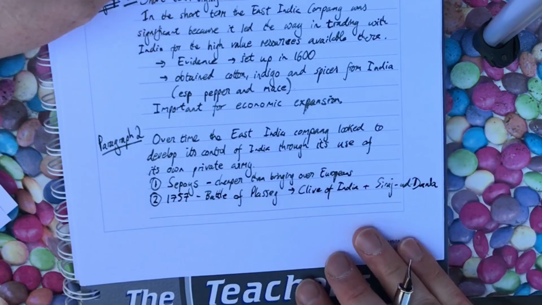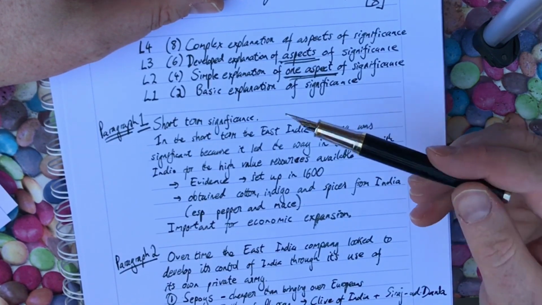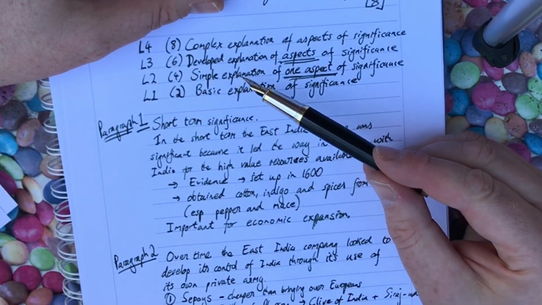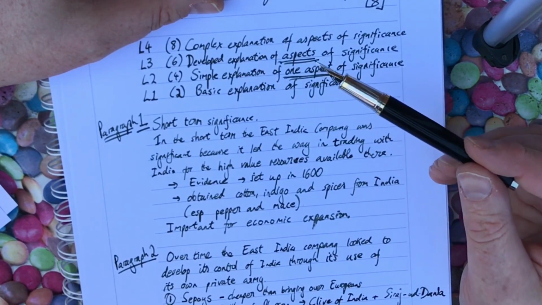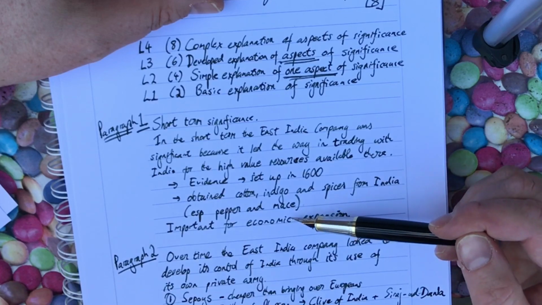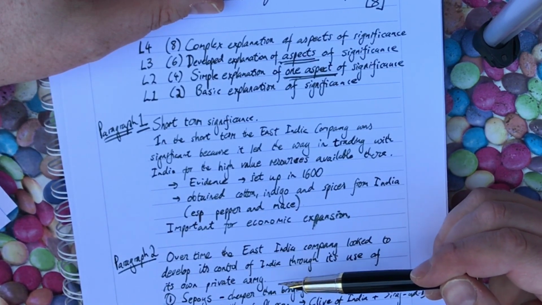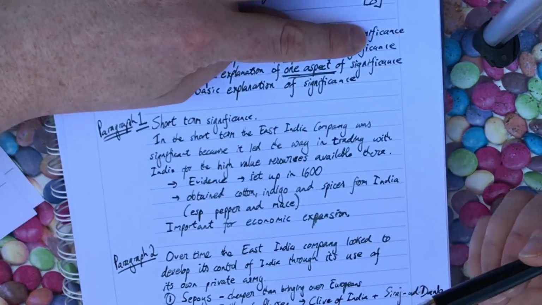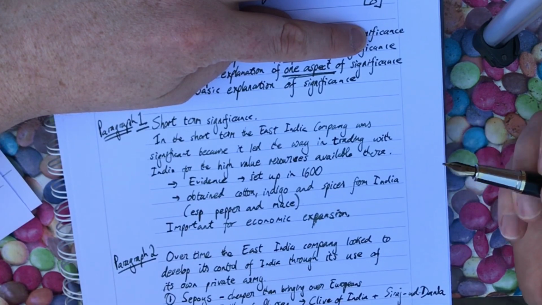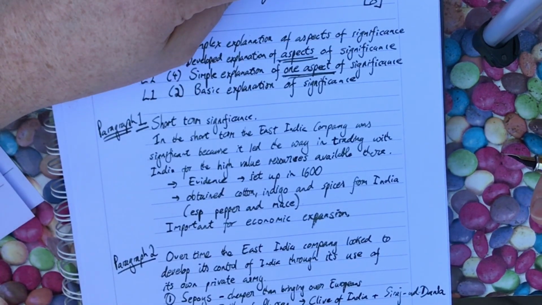Now at this point, this answer is really starting to look quite high value overall, because for level 3, we said we needed a developed explanation of at least 2 different aspects. We've talked about the economic expansion, we've talked about the use of its military as well to expand. Both of these allow it to increase its control over India overall. That helps to lay the foundations for the British Empire.